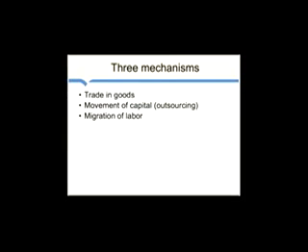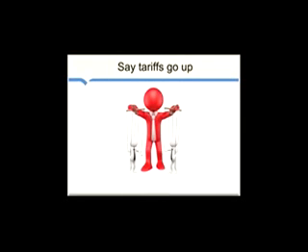Now let's consider some brief theoretical points on how trade, investment, and migration can be substitutes for each other. In a lot of international economics, there are 3 core mechanisms. The first is trade in goods, the second is movement of capital, in some cases called outsourcing, and the third is migration of labor. The point here simply is that we need to keep all 3 in mind at once.